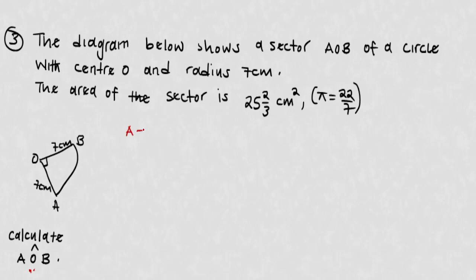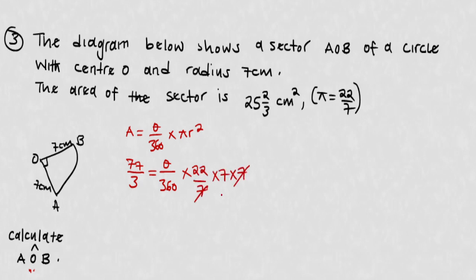As usual, the formula for finding the area of a sector is theta over 360 multiplied by pi r squared. The area has been given as 25 2 over 3. I can write this as an improper fraction: 25 times 3 is 75, 75 plus 2 is 77. So our area will be 77 over 3. Then our theta we don't know, over 360 multiplied by pi, which is 22 over 7, multiplied by radius squared, which is 7 times 7. The 7 goes, 7 goes. That has been simplified.